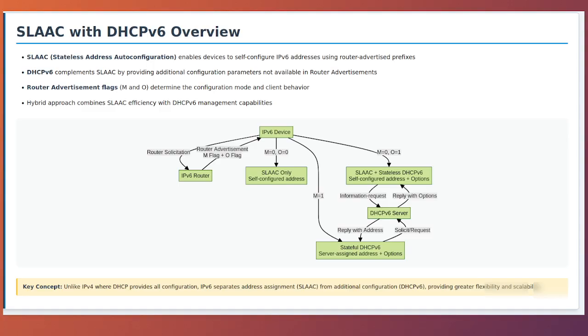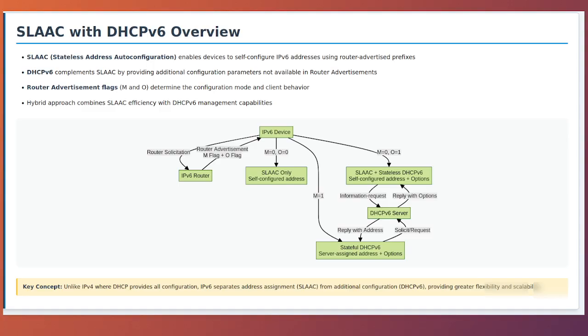Understanding how routers communicate configuration information through router advertisement messages is crucial. These RA messages contain flags that tell devices exactly how they should configure themselves. The two most important flags are the M flag, which stands for Managed Address Configuration, and the O flag, which stands for Other Configuration. These flags work together to determine whether devices should use SLAAC alone, SLAAC with Stateless DHCPv6, or Stateful DHCPv6 exclusively. The beauty of this system lies in its efficiency.